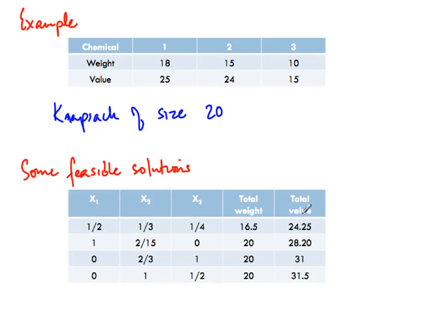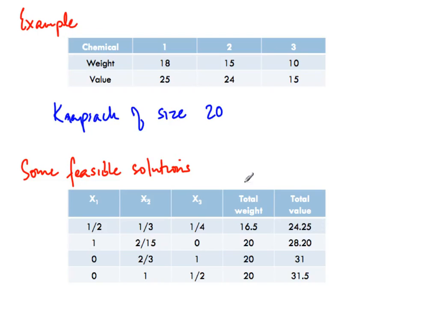So here are some feasible solutions. So I can take half of the first one. So I take 9 units of this, I take 1/3 of this, I take 5 units of this, and I take 1/4 of this, I take 2.5 units of this. Actually, my total weight is well under my capacity of 20, it's only 16.5. And if I add up half of 25 plus 1/3 of 24 plus 1/4 of 15, I get 24.25.